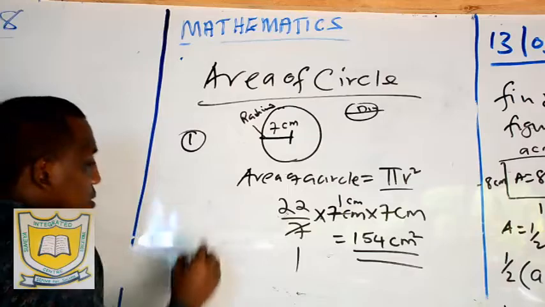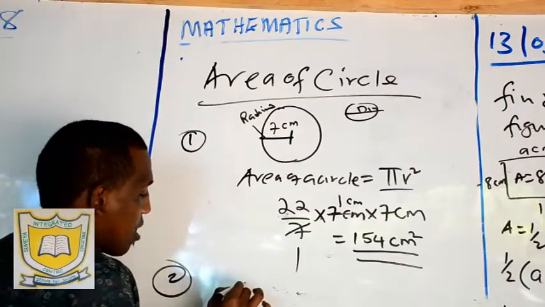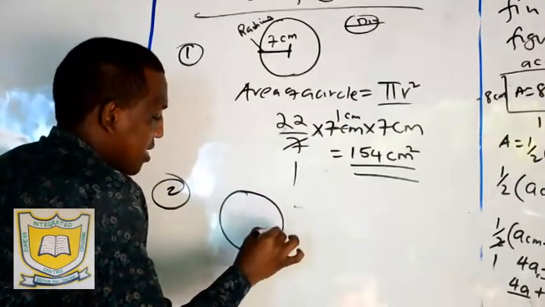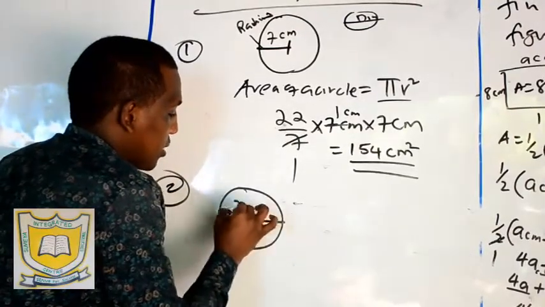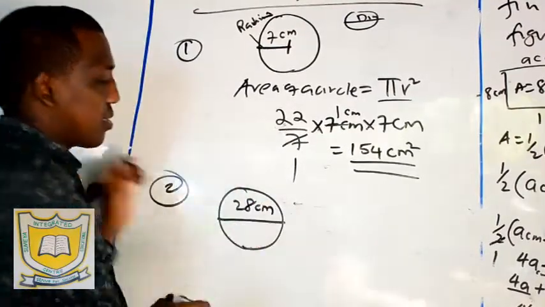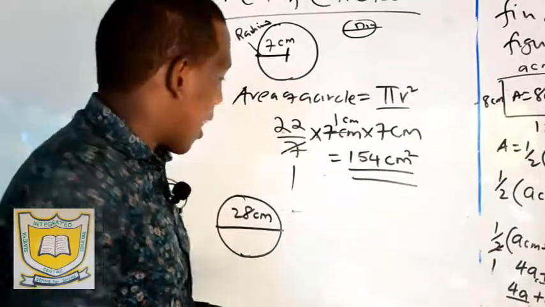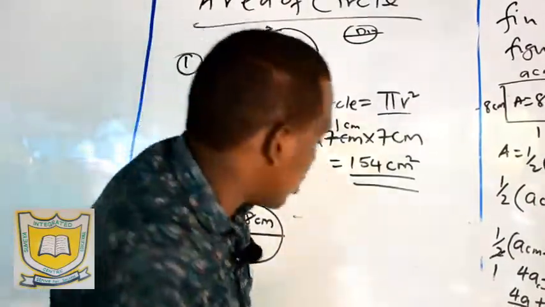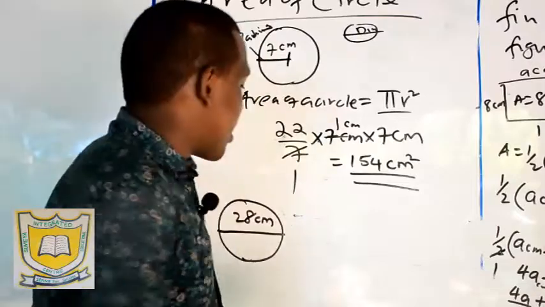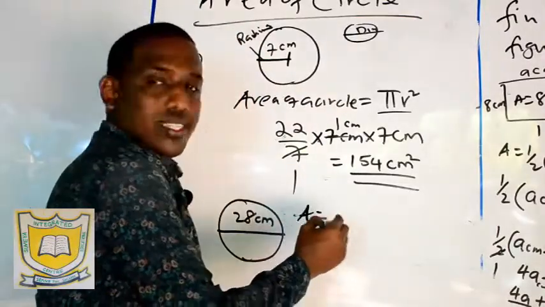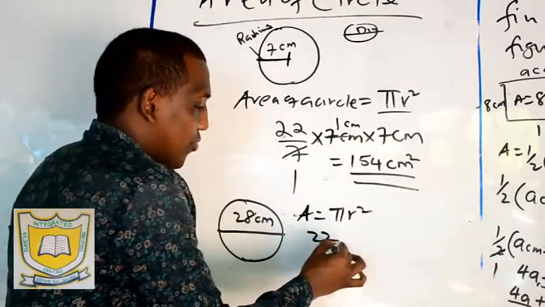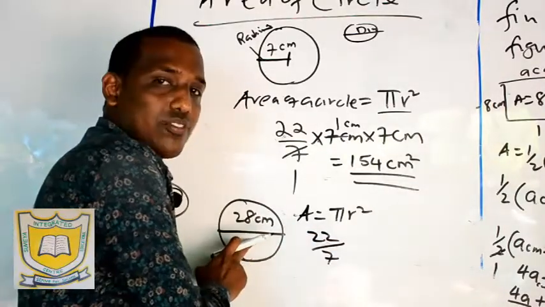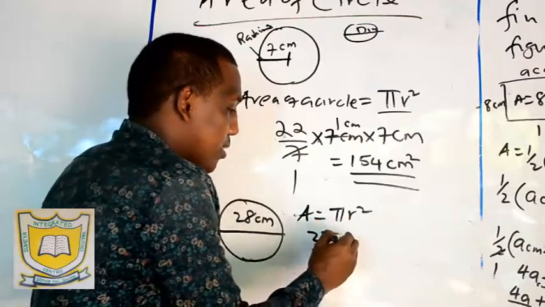That was question 1. Question 2, let us get now when we are given the diameter. For example, let's say the diameter is 28 centimeter. The diameter is 28 centimeter, and I want to get the area of this figure. Remember the formula, we said area of a circle is equal to pi r squared. Pi, which is 22/7, because the diameter is divisible by 7, times 28.